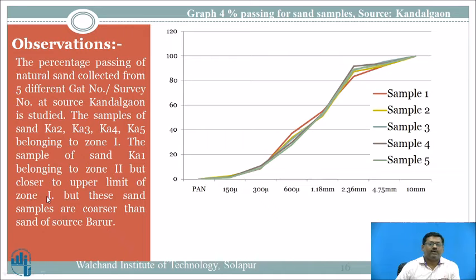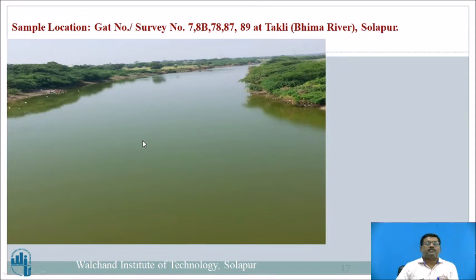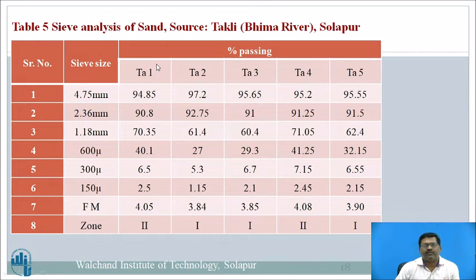But these sand samples are coarser than the sand of source Barur. So as compared to the Barur sample, this is very coarse. So K1 is zone 2, but closer to the upper limit. Now the last location is Takli on the Bhima river. This is village Takli. 5 gut numbers are given, and these 5 gut numbers are going to give us 5 samples. TA 1, 2, 3, 4, 5 are the abbreviations for the 5 locations of the 5 guts. So percentage passings are given.